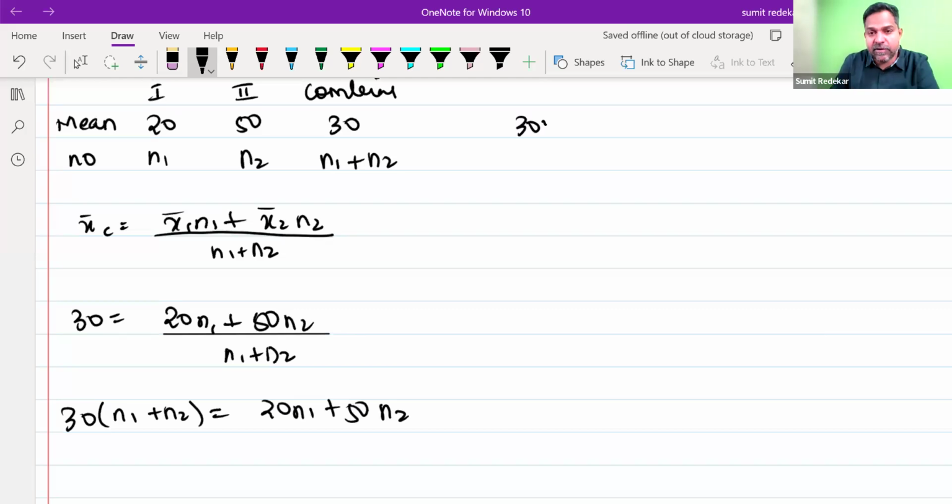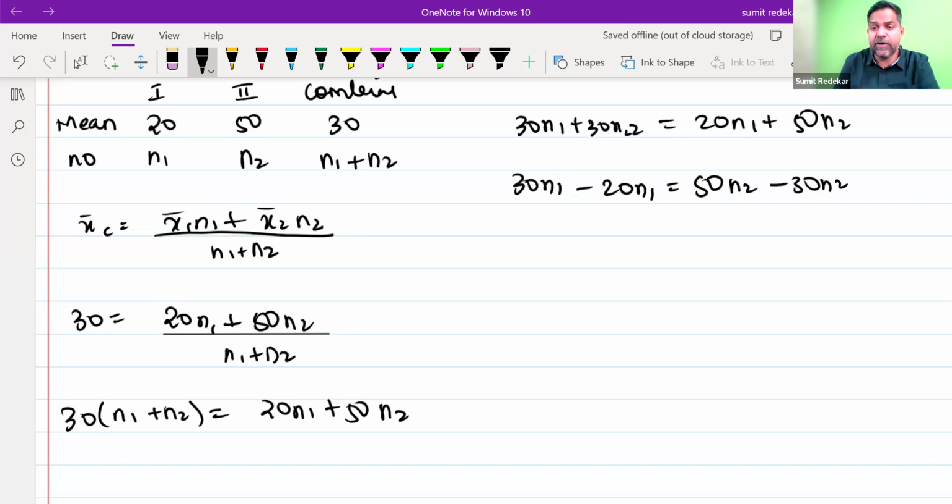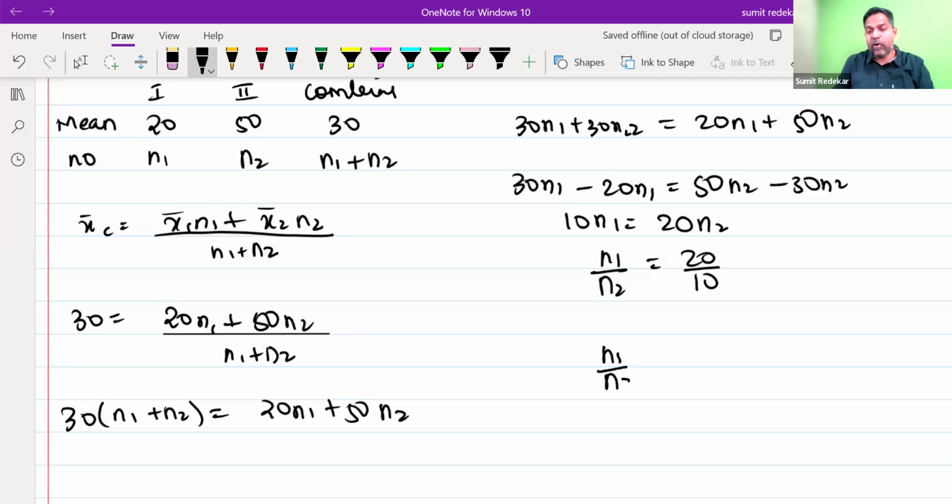30 times n1 is 30 n1, plus 30 times n2, is equal to 20 n1 plus 50 n2. Take the 30 n2 to the other side, bring the 20 n1 here. 30 n1 minus 20 n1 is equal to 50 n2 minus 30 n2. In the next step, I get 10 n1 is equal to 20 n2. If I want to change this into a ratio, n1 upon n2 is 20 by 10. n1 upon n2 is 2:1.